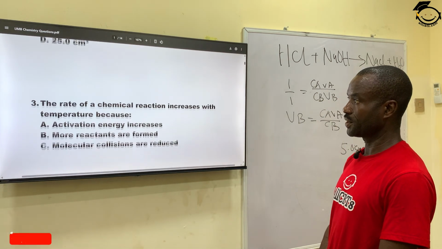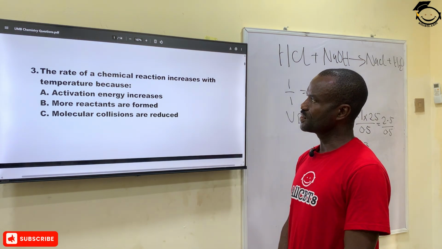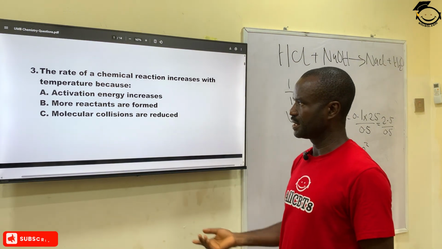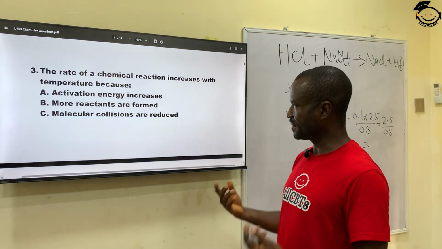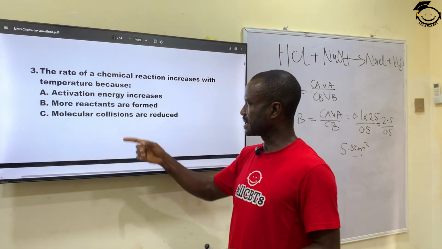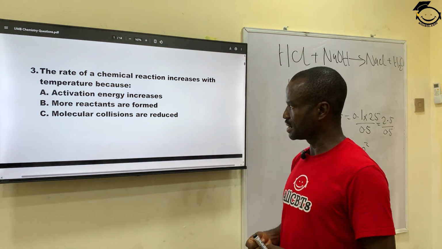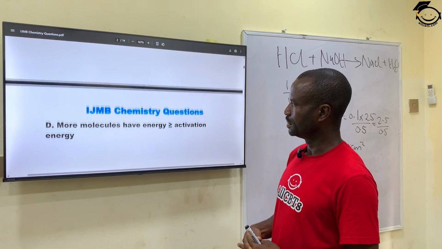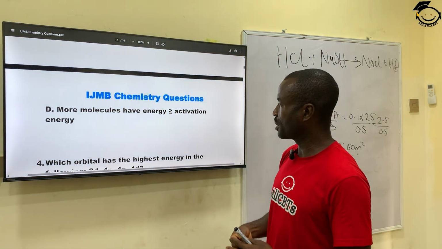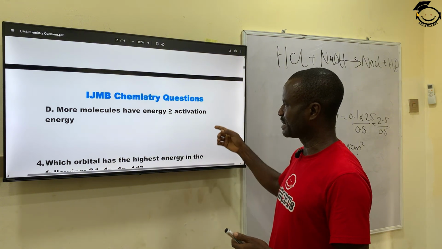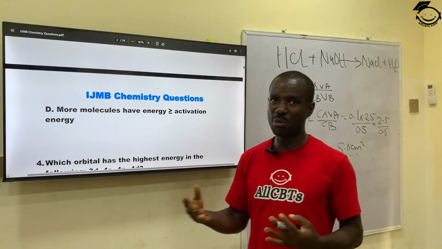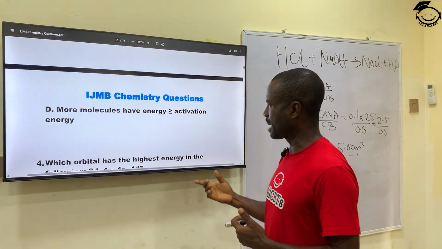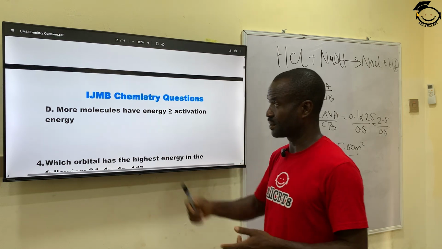Question 3 rather. The rate of chemical reaction increases with temperature because A, activation energy increases, B, more reactants are formed, C, molecular collisions are reduced. Let's see option D. The molecules have energy which is greater than the activation energy. The correct answer is D. When the temperature is increased, you have more molecules with energy greater than the activation energy. The correct answer is D.